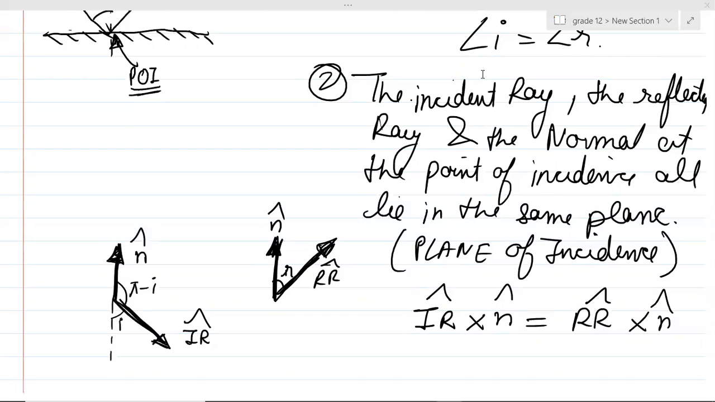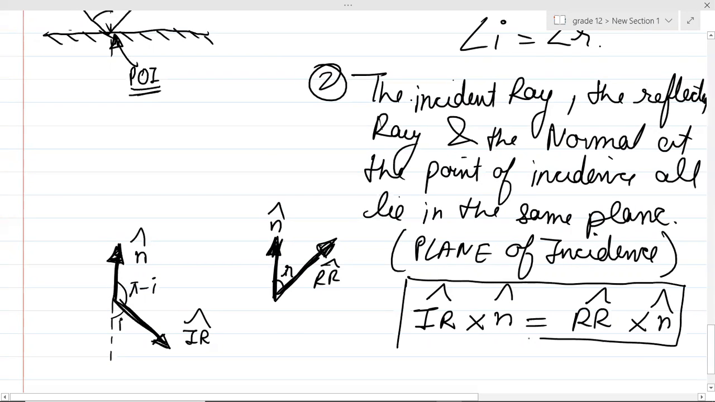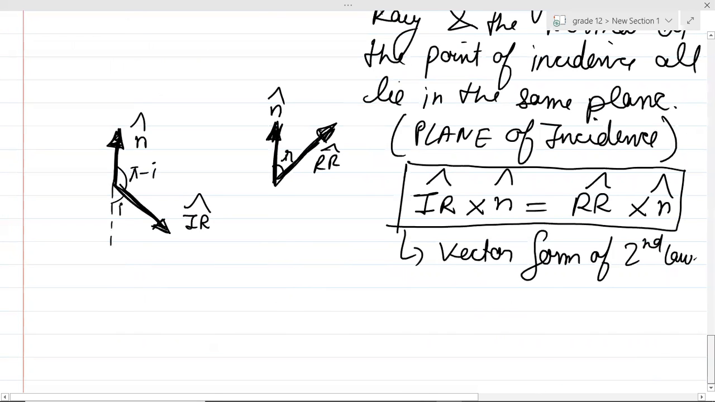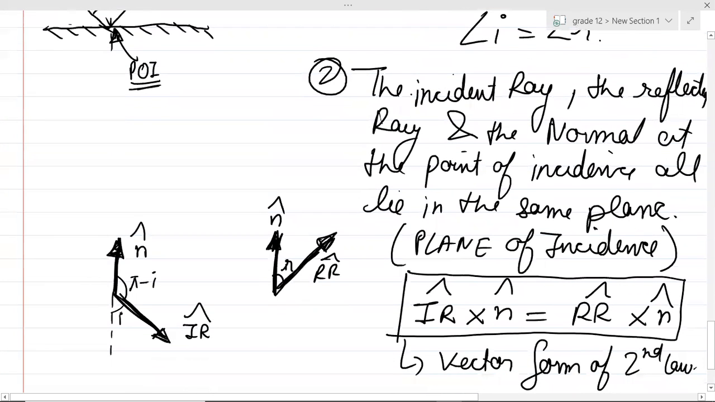So you can write this as the vector form of the second law. Is this clear? Please write.